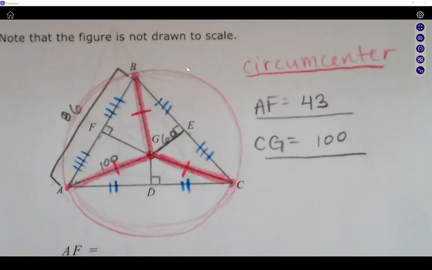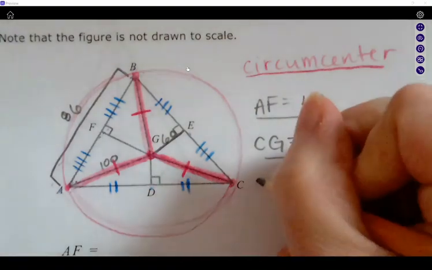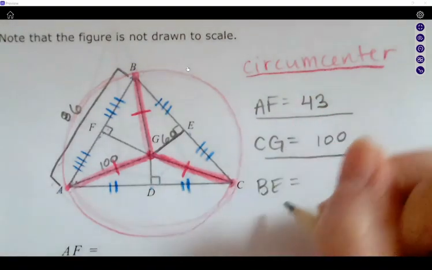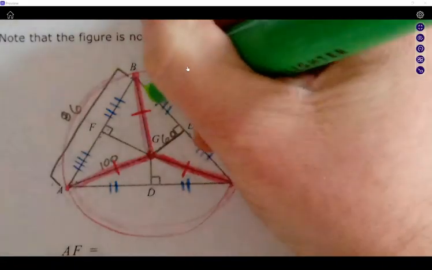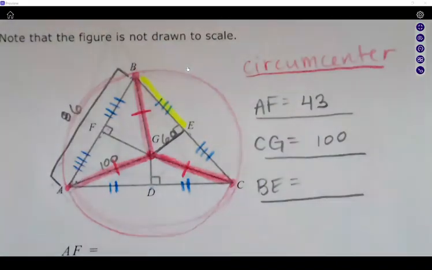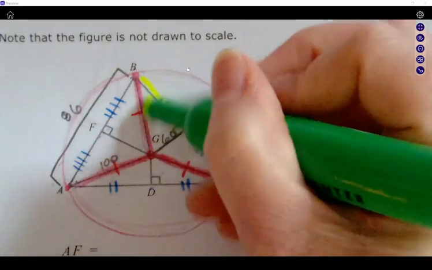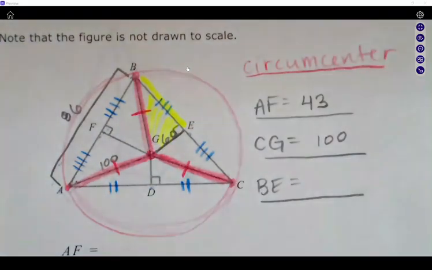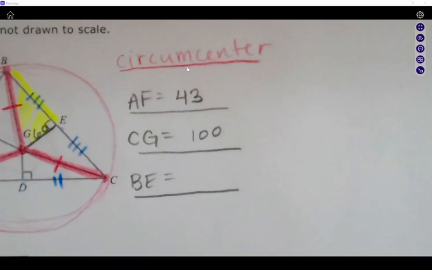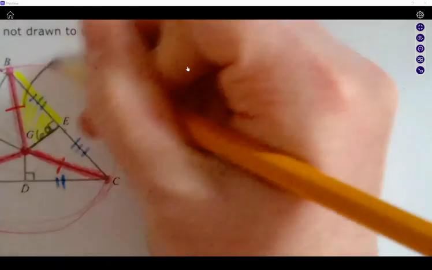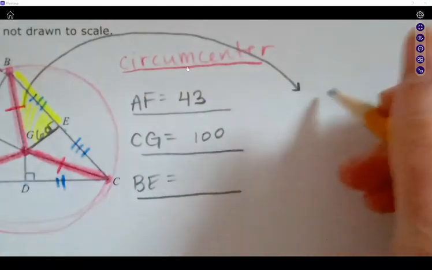Okay. The last thing we're going to find is BE. That's going to take a little bit more work. Okay, so BE is right here. And what I strongly recommend is that you pluck off that right triangle corresponding to BE. So this little right triangle here that I've highlighted, I'm going to take it out of the picture and redraw it over to the right. So I'm going to take this triangle and draw it over here.